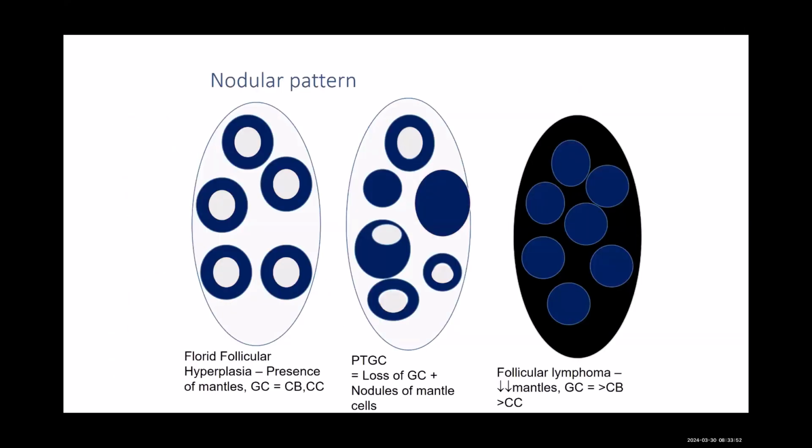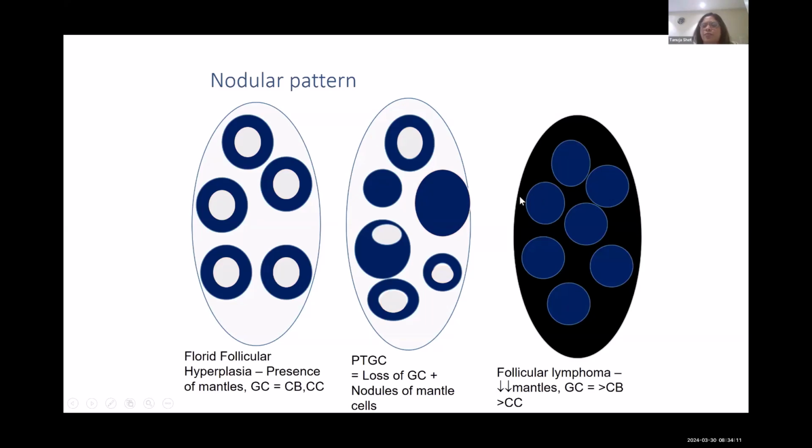Now, just to show you some reactive patterns. So what happens is that this is a germinal center. That's your centroblast area. And the blue collars are your mantles. Now, what happens in progressively transformed germinal centers? The mantle goes inside, eats away the germinal center, and you get a blue cell nodule like this.